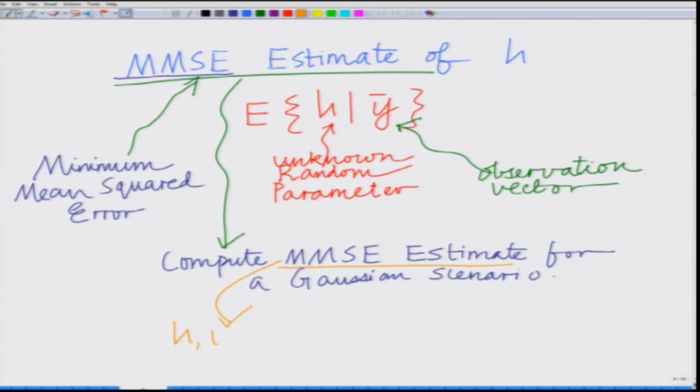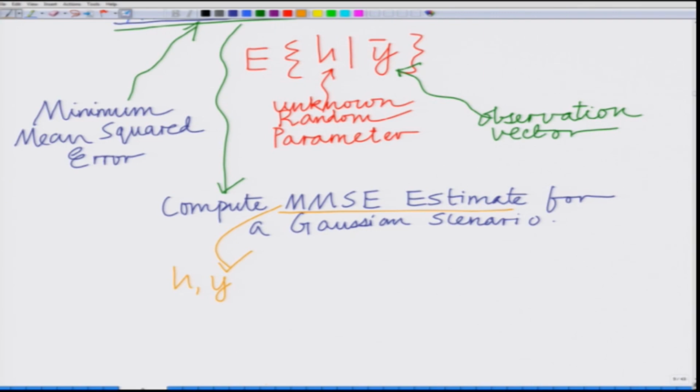We are considering a single observation y. And this is important, when the parameter h and observation y are jointly Gaussian, that is, the random parameter h and its corresponding observation y are jointly Gaussian random variables. We want to compute the MMSE estimate for this scenario, which is nothing but the expected value of h given y.